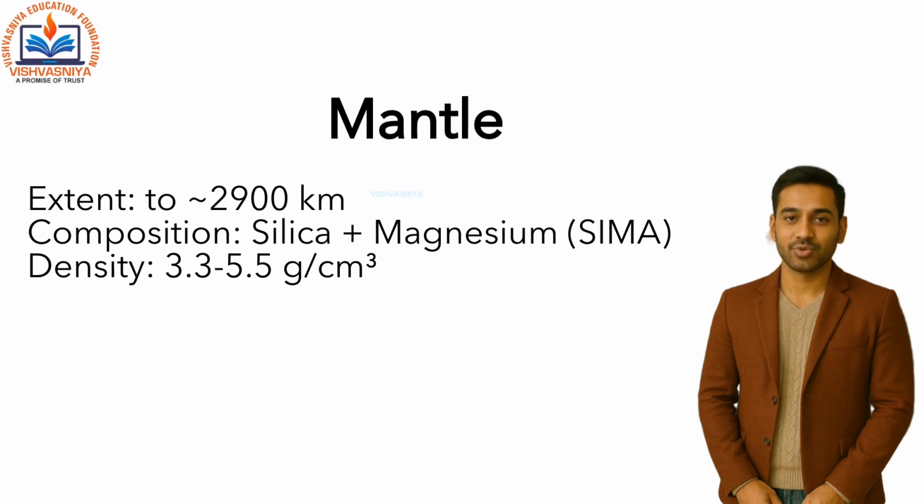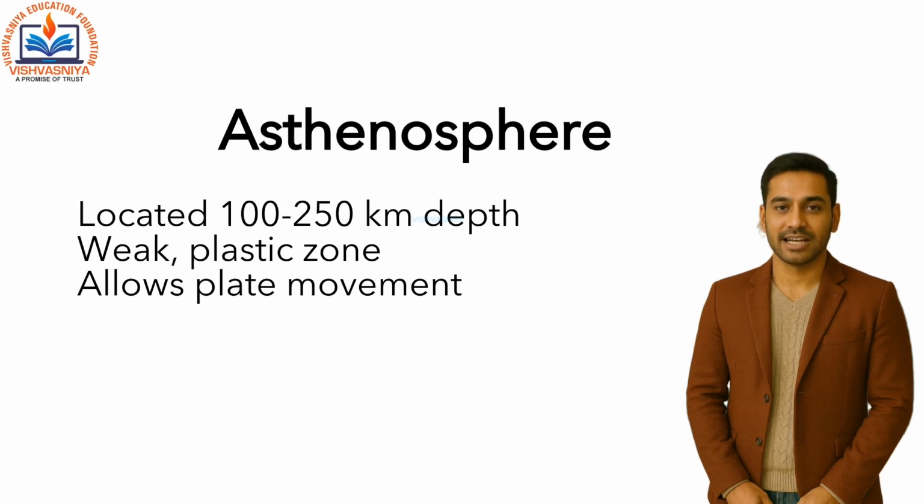It extends up to 2,900 kilometers. It is mainly made of silica and magnesium, called SiMa. Its density is higher than the crust, between 3.3 and 5.5 grams per cubic centimeter. A special part of the mantle is the asthenosphere, the weak, plastic-like zone between 100 and 250 kilometers deep. This layer allows the movement of tectonic plates, which is why we experience earthquakes and volcanic activity.